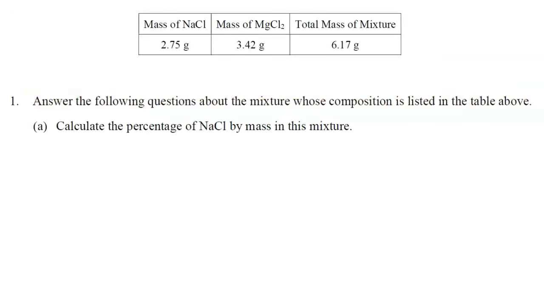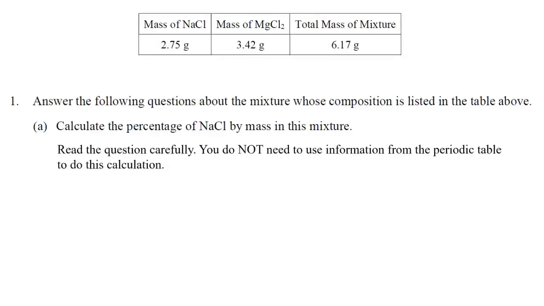All right, we'll start with question number 1. We are given a table that includes the mass of sodium chloride and the mass of magnesium chloride, which when added together give us the total mass of a mixture. Answer the following questions about the mixture whose composition is listed in the table above. Part A, calculate the percentage of sodium chloride by mass in this mixture.